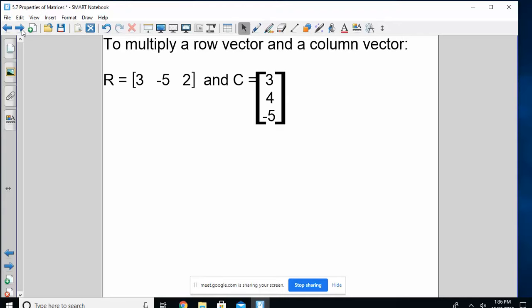So when you take a row times column, you actually just get a single number answer. So I get 9 minus 20 minus 10. So -21. So when we multiply the matrices, we can't just go through and multiply every position. We're going to take an entire row times an entire column.